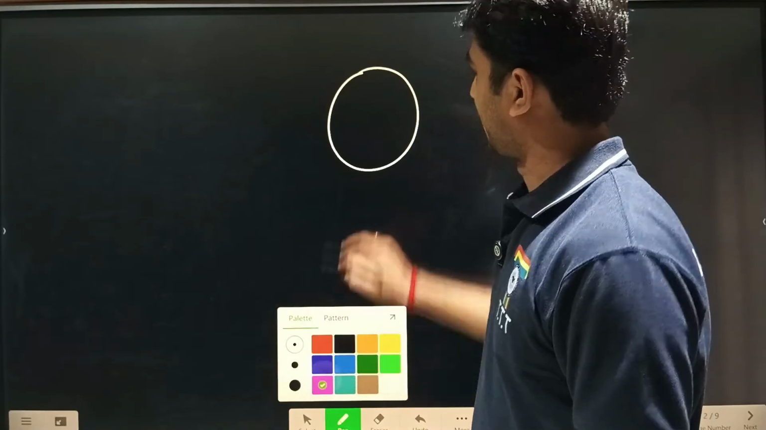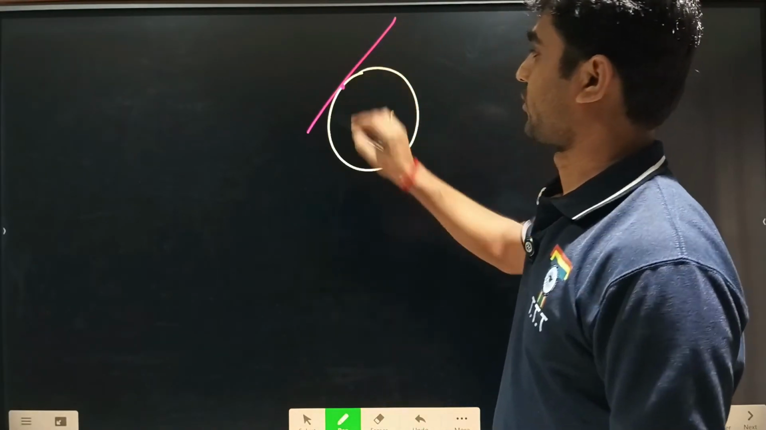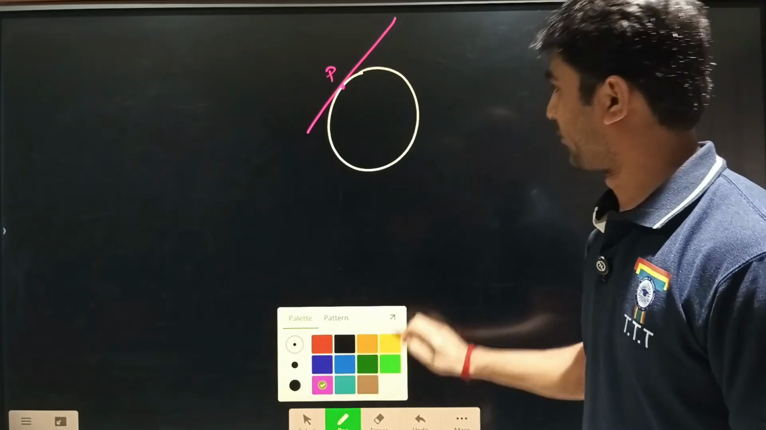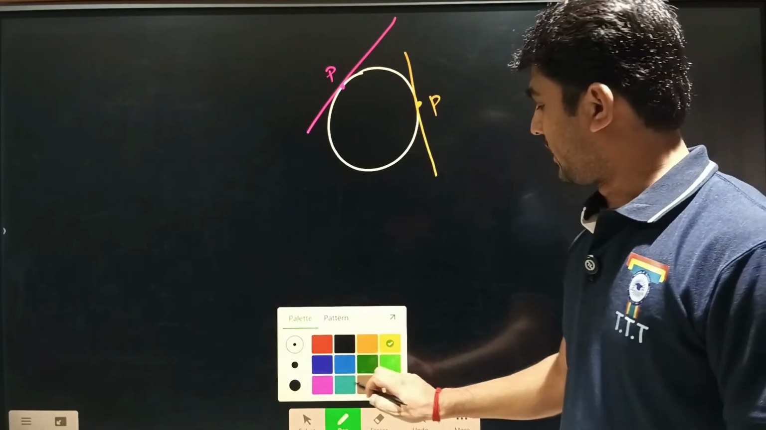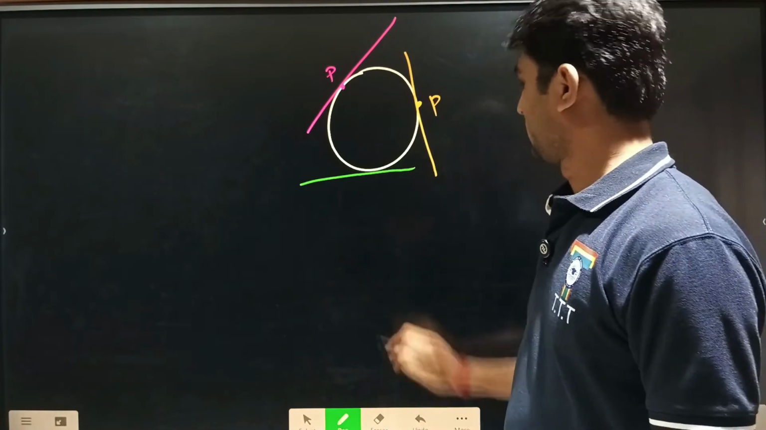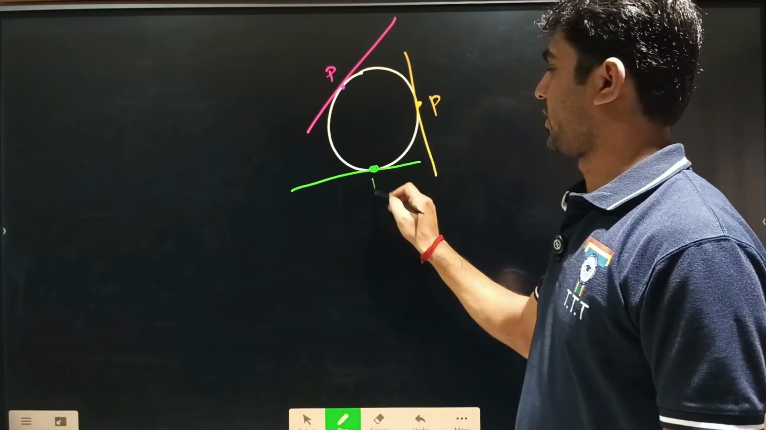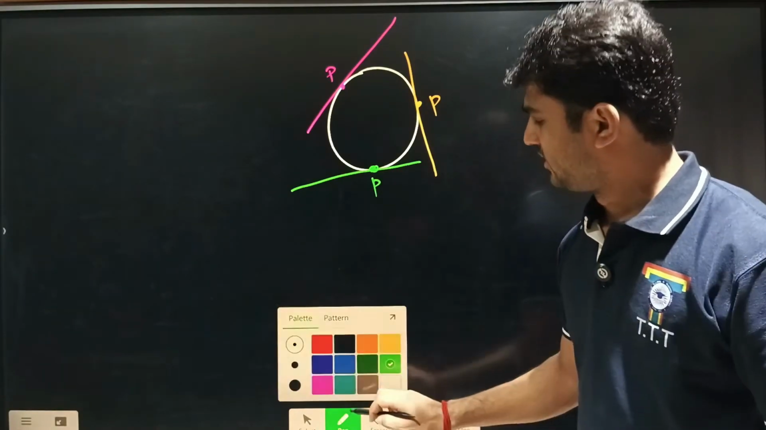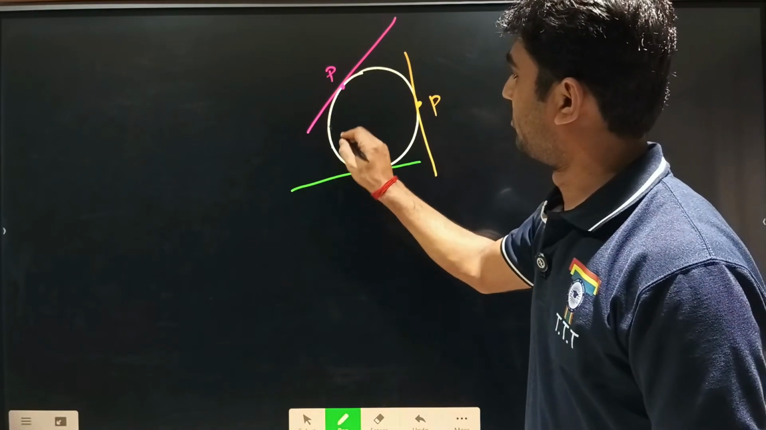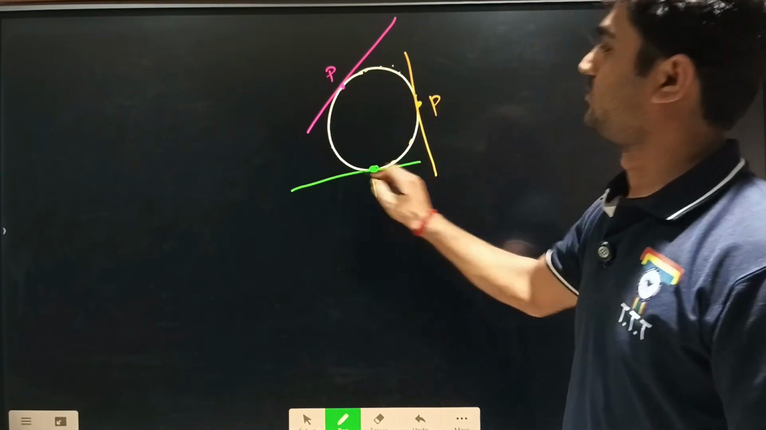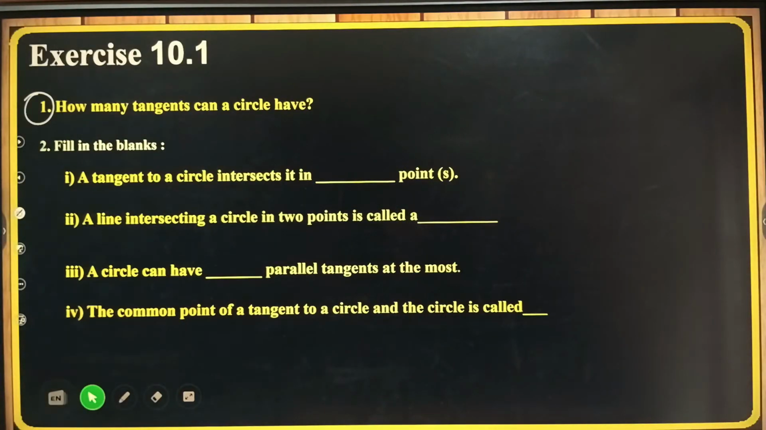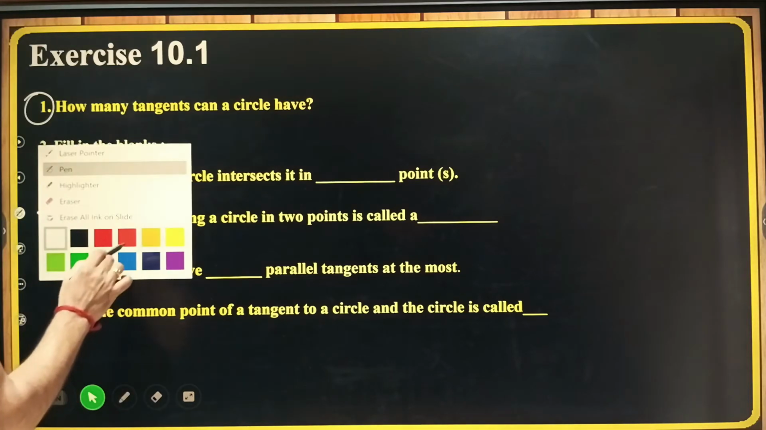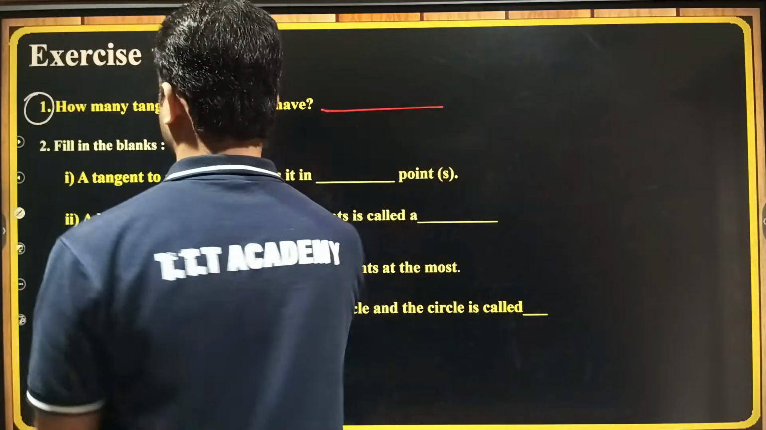Infinity. Why sir infinity? As I said earlier, dear friends, here there is a circle. In this circle I can draw a tangent here. This is a point of contact P. Observe carefully, this is a tangent, that is a point of contact P. Here again one more tangent, this is a point of contact P. Similarly I can draw many, 1, 2, 3, so many we can draw. Keep in your mind, the answer to the first question is infinite. So the answer is infinity. You can write it as a dash if you like.